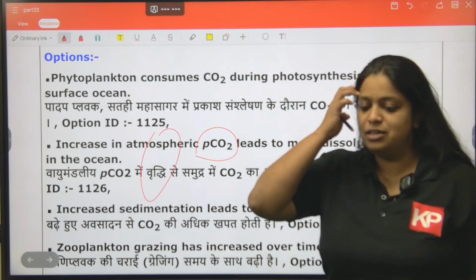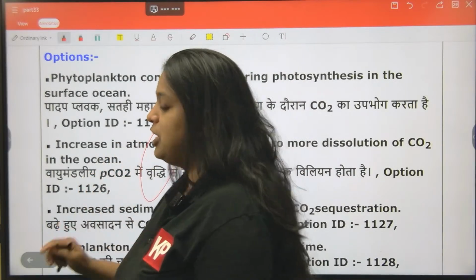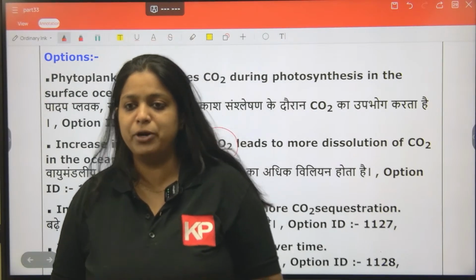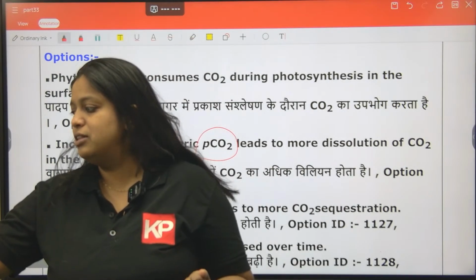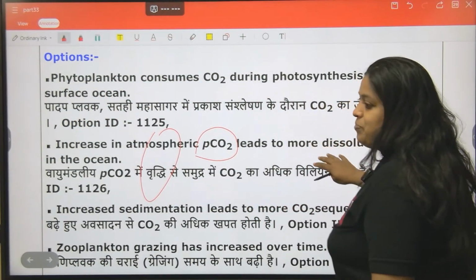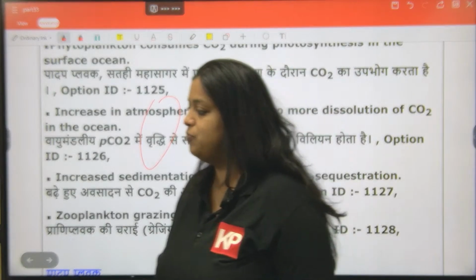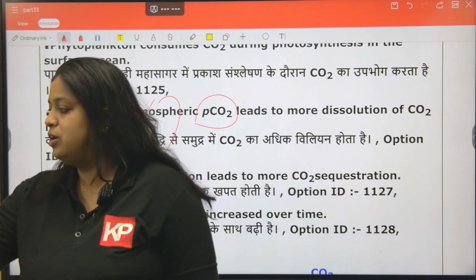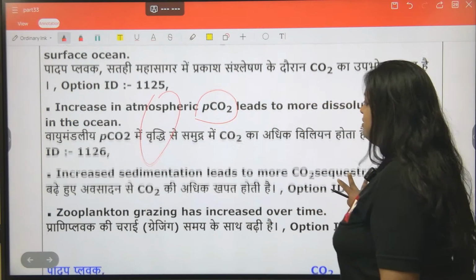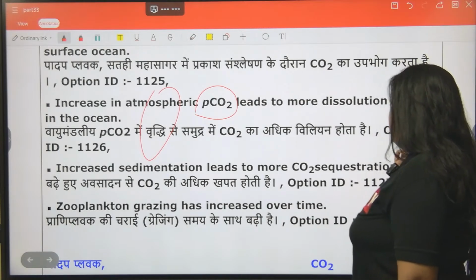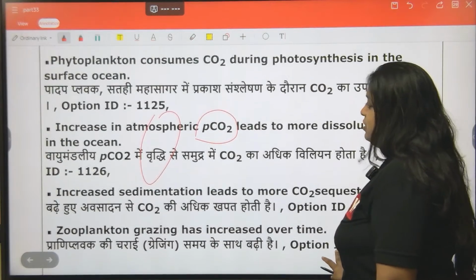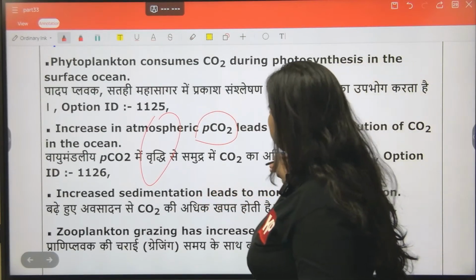Those who have attended my section of calcium carbonate formation and its relationship with the concentration of carbon dioxide, this would be the chance of giving me an answer. Which is the right answer? Guys, Akash, Nirvan, Sainul, you guys, whoever have joined and replying, please reply to this answer. Increased sedimentation leads to more carbon dioxide sequestration. Zooplankton grazing has increased over time. It's very easy. Answer is this.